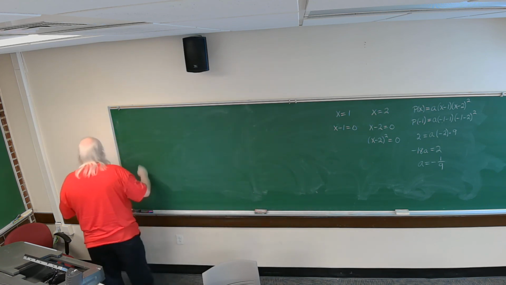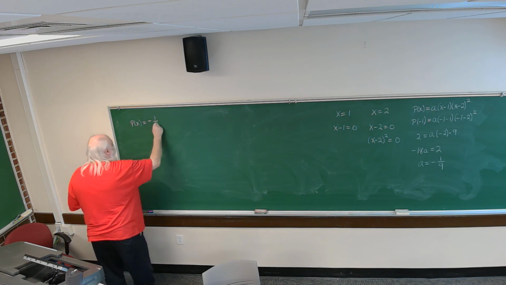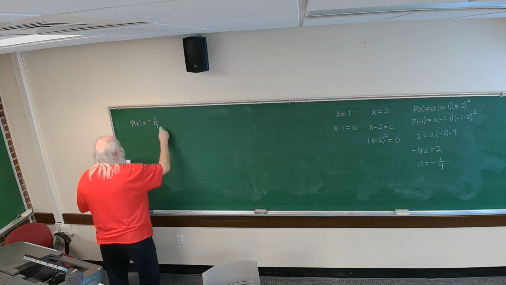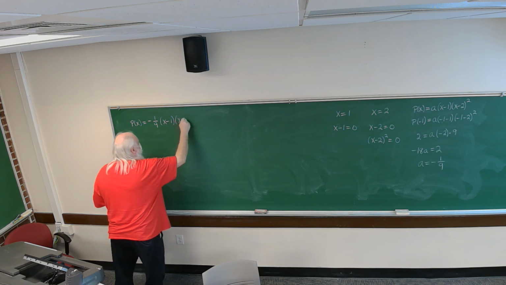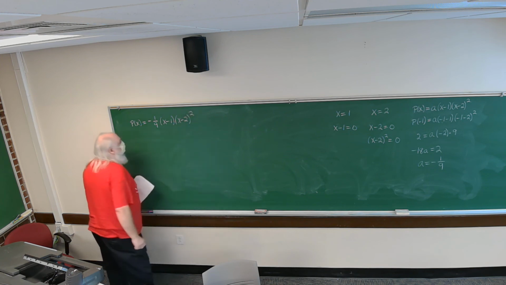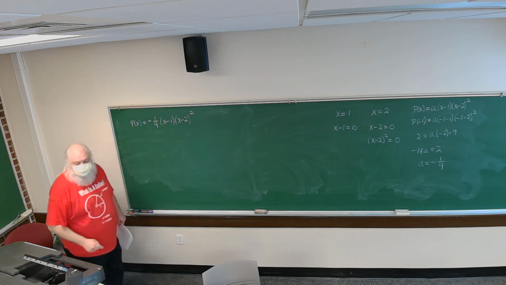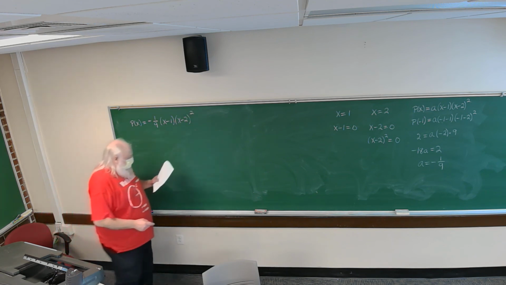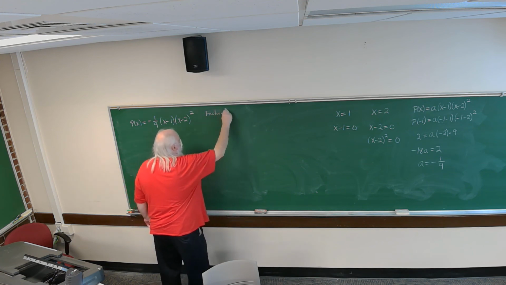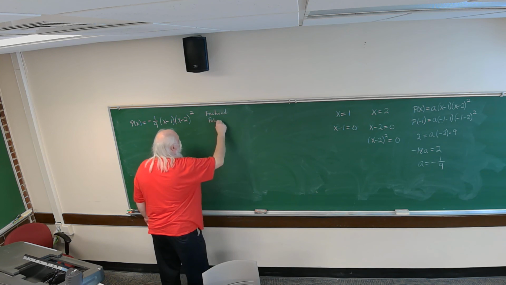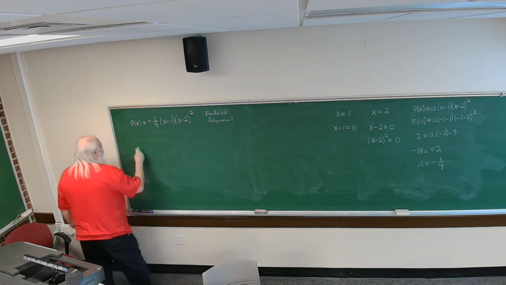So p of x is equal to minus 1/9, right? That's what a is, times x minus 1 times x minus 2 squared. This polynomial function meets all the conditions in this example. Okay? So this is our factored polynomial. Okay? What's the degree of our polynomial?